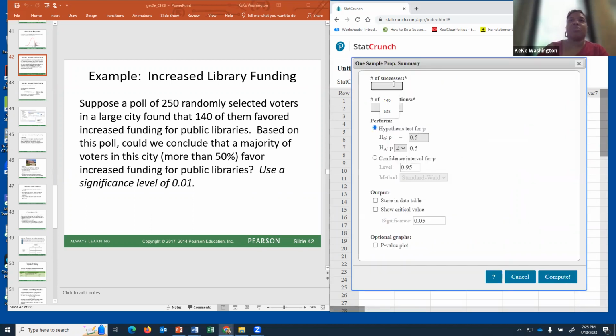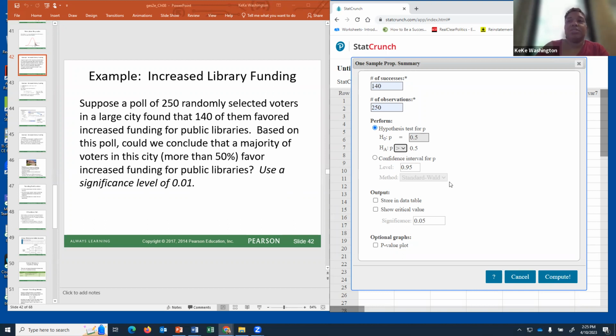You enter your number of successes of 140. You had 250 people in your sample. You're conducting a hypothesis test, so make sure that's highlighted. You are interested in whether your alternative hypothesis will be greater than. Remember, we're trying to get a majority, so we need more than 50%, while the null will just state that it is equal to 50%.